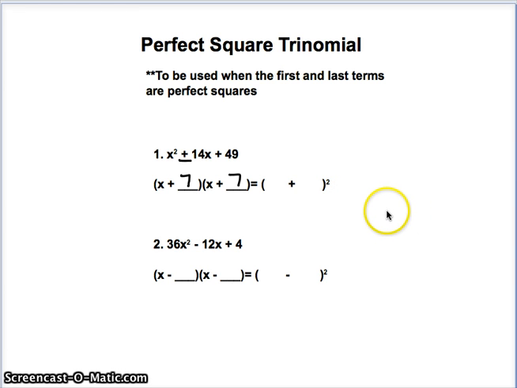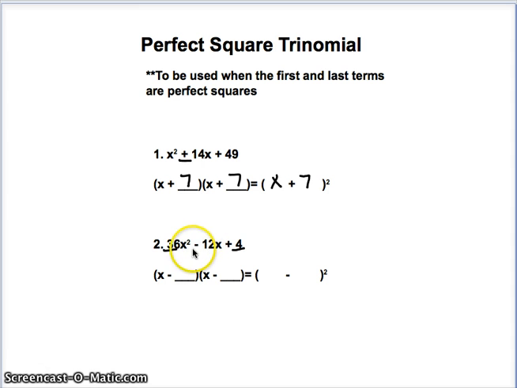Now, I can rewrite this as a binomial squared, or x plus 7 squared, because I'm really multiplying the same thing together. Looking at example number 2, I've got 36x squared minus 12x plus 4. I look and I see that the first term is 36x squared, my last term is 4. Both of those are perfect squares.